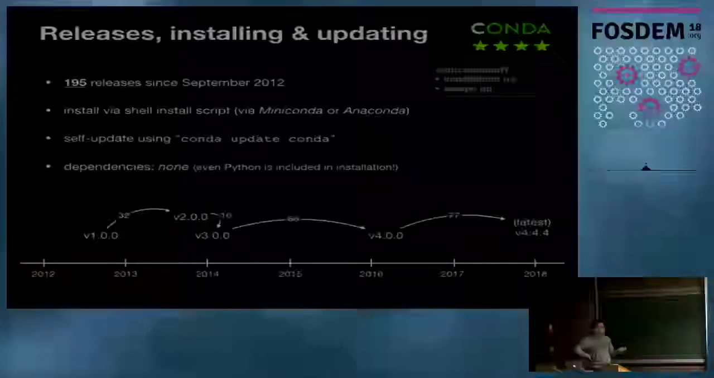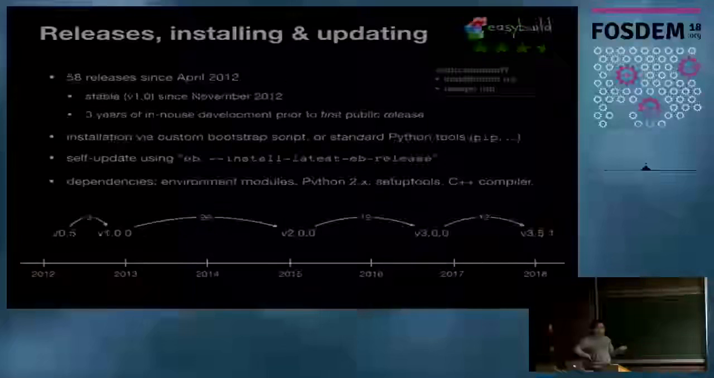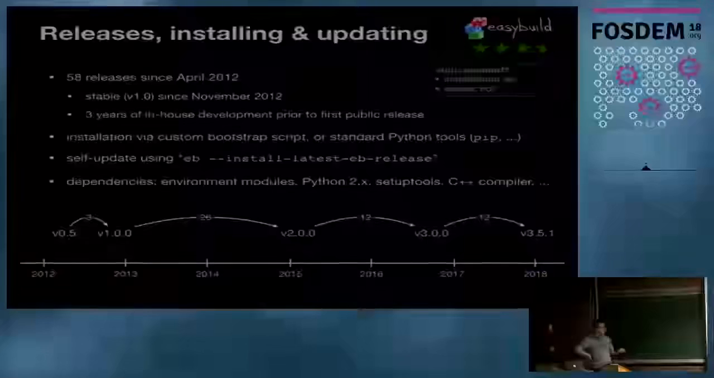EasyBuild has been released since 2012, before being developed in-house for 3 years. It has a bootstrap script to install it, or you can just pip install EasyBuild. It has self-update support, and it really relies on having environment modules there. It doesn't work without environment modules, so you need this. You need to have Python, you need setuptools today, and to get started you need a C++ compiler on your system as well. Here's also, no sudo for installation or using of EasyBuild. So normal users can install software without asking admins.